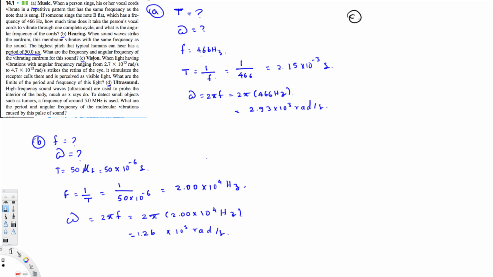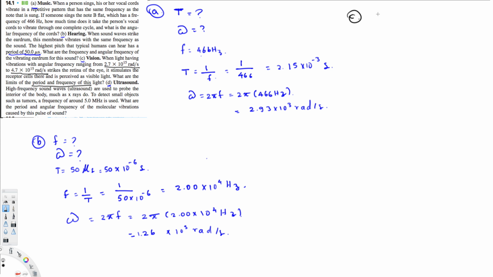Okay, so we have light having vibration with angular frequency ranging from 2.7 times 10 to the power of 15 radians per second to 4.7 times 10 to the power of 15 radians per second. So they have given omega for these two, and this is the range in which it stimulates the receptor cells and the perceiver will see it. What are the limits of the period and frequency of the light? So they are asking for the period and the frequency. So we calculate the period and frequency over this interval.